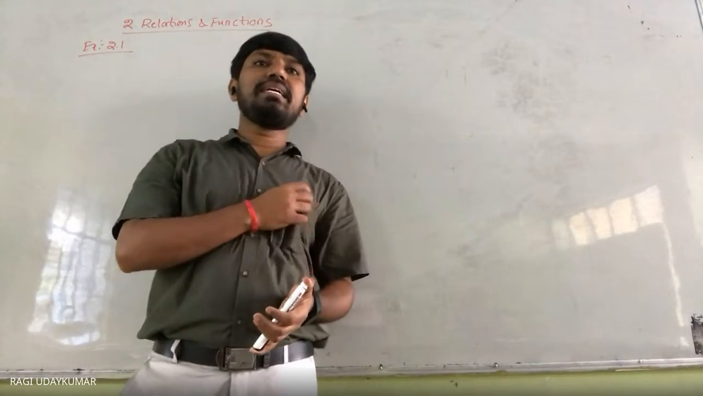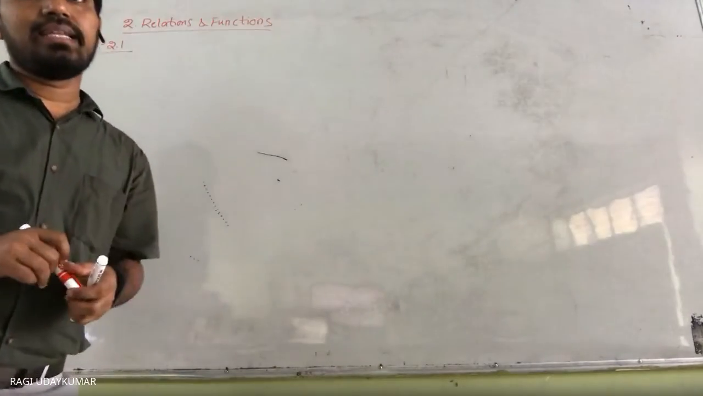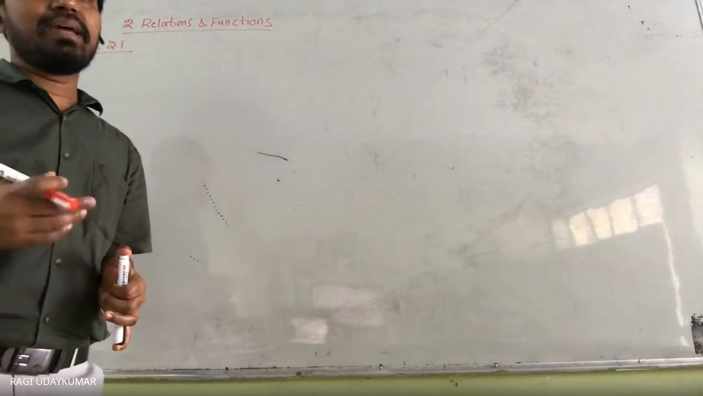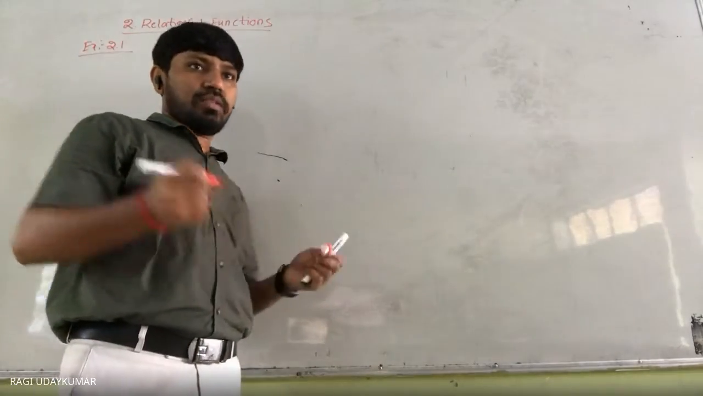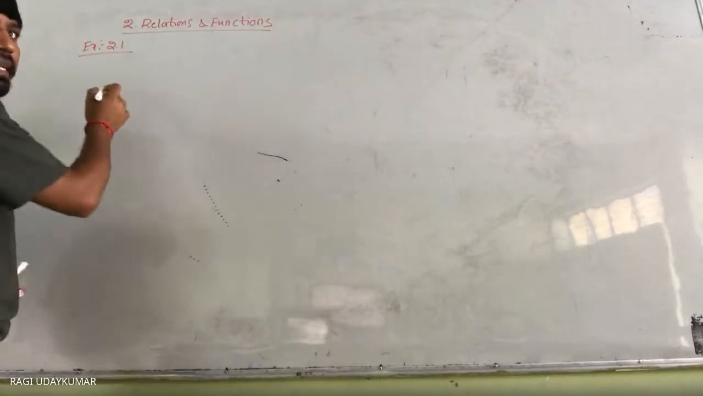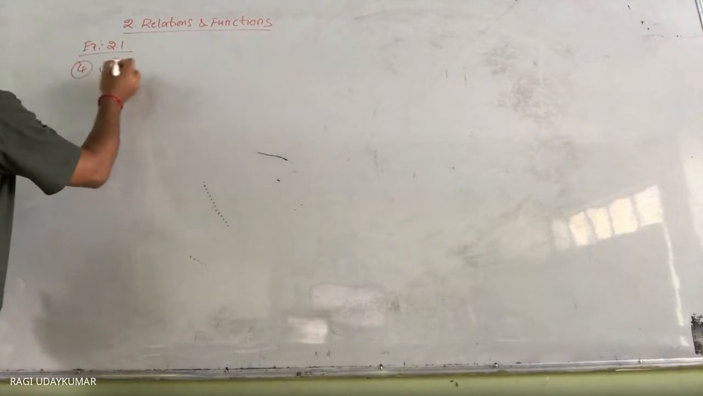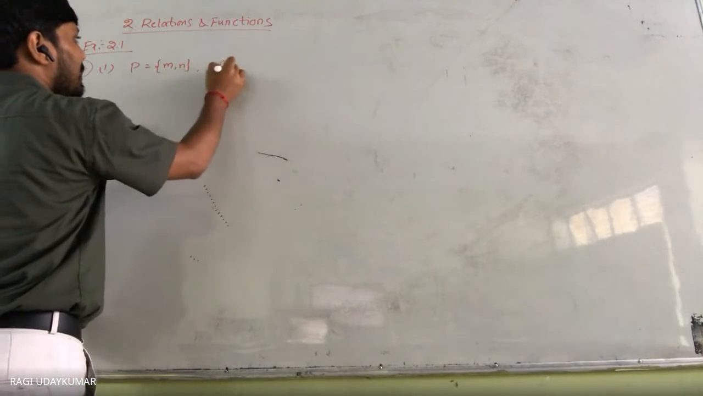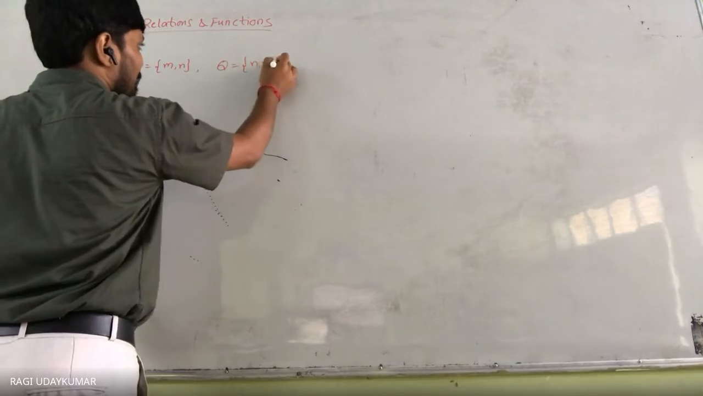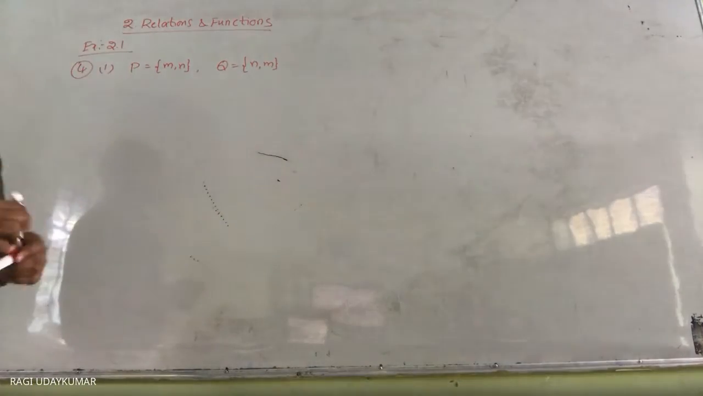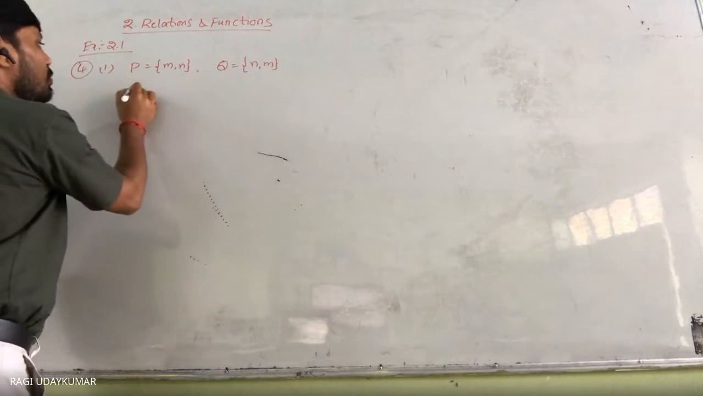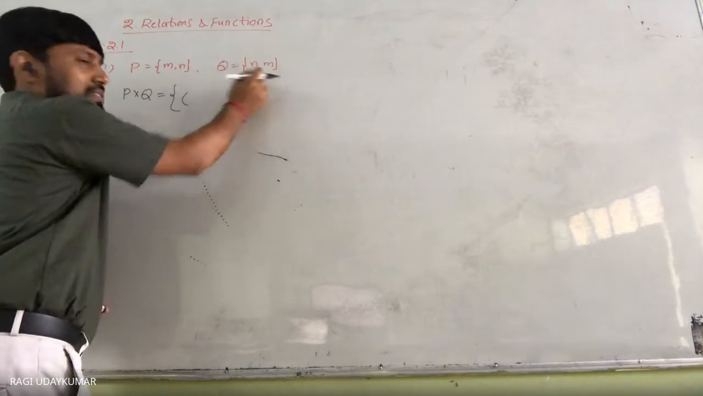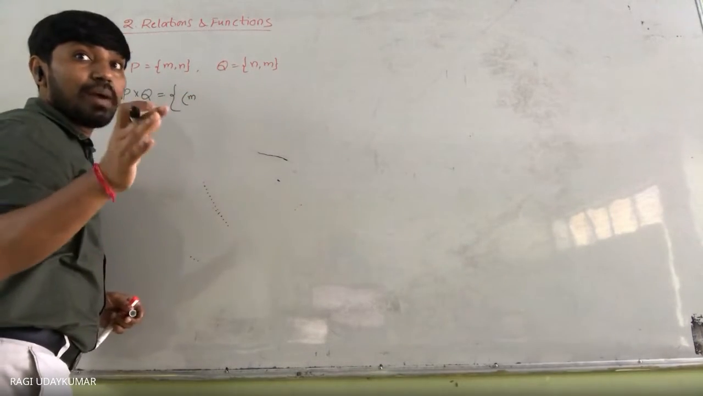So the first question is given: P is the set containing M comma N and Q is the set containing N comma M. Then P cross Q is equal to (M, N), (N, M). Is it true? Question number 4, the first one. What is given here? P is the set containing M comma N and Q is the set containing N comma M. Then in this situation, what is P cross Q? In P cross Q, we are going to get ordered pairs with these two elements. That means it is given to you (M, N), (N, M) only.